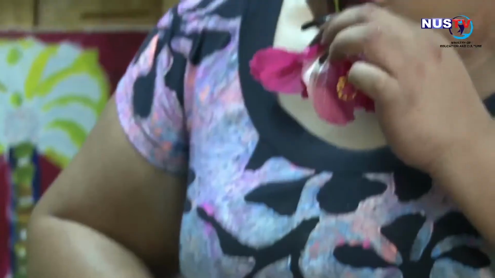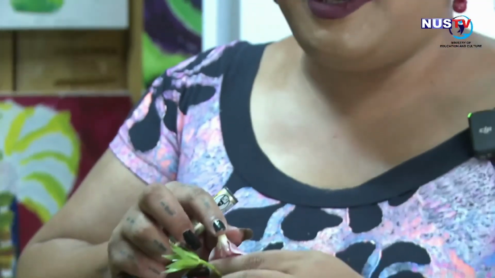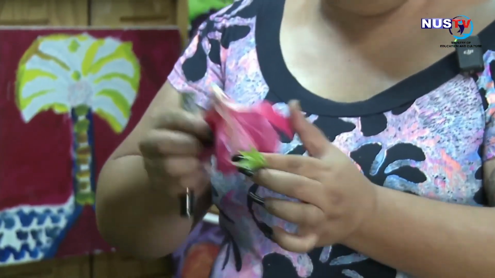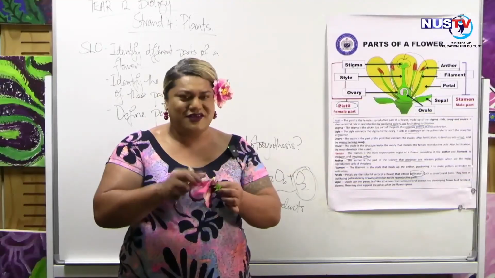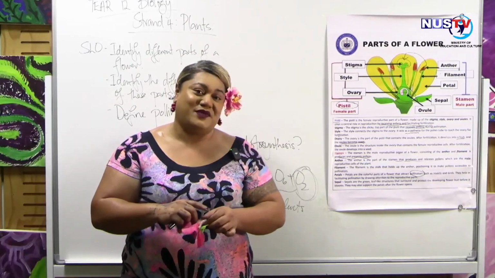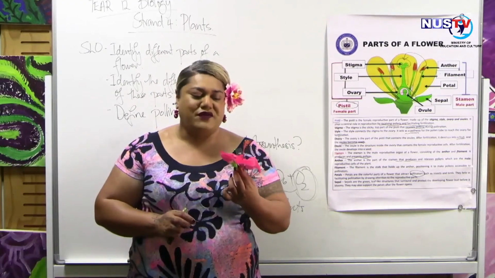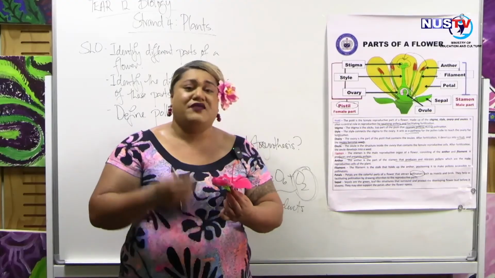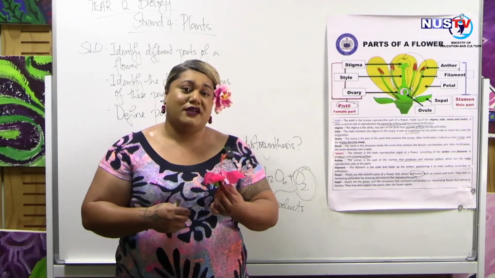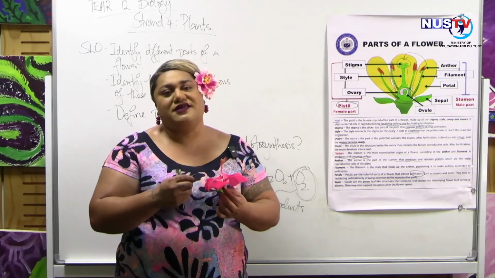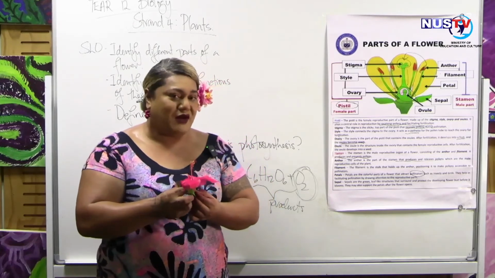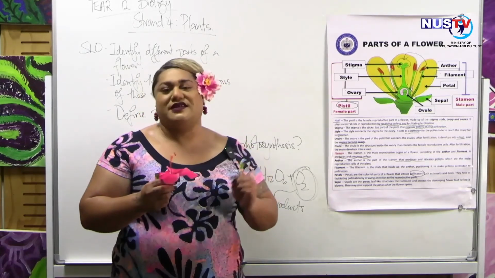You can have a taste, and it tastes very sweet. Do you know the name of this sweet liquid? Yes, it is called the nectar. The nectar is one of the important parts of a flower that attracts pollinators in order for the pollens to reach the stigma. Remember, some flowers need agents.